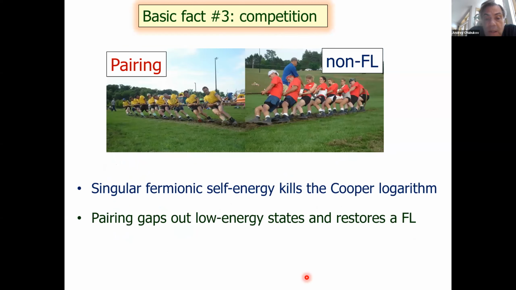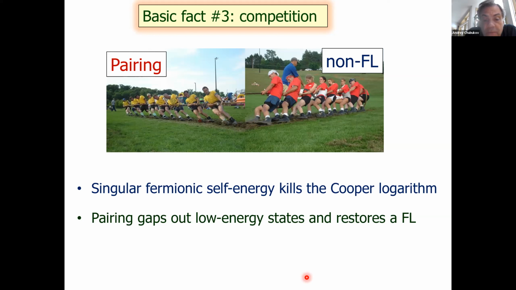And the third is also obvious. These two phenomena compete with each other. The system prefers either pairing or non-Fermi liquid, but not both. And the reason is really on a zero order level.